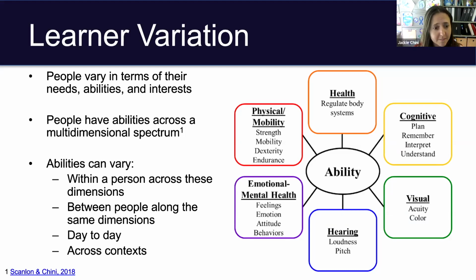Multiple people are going to vary along the same dimension, right? So within a class, within a research group, we're going to have people with different physical mobility abilities, for example. An individual's ability can vary day to day based on any number of things. My physical mobility ability today may not be the same as it is tomorrow, and also across contexts. So my emotional mental health abilities may be different in one context compared to another.